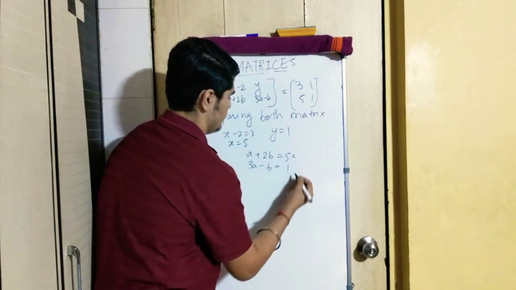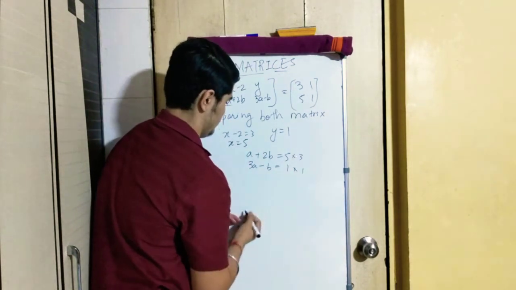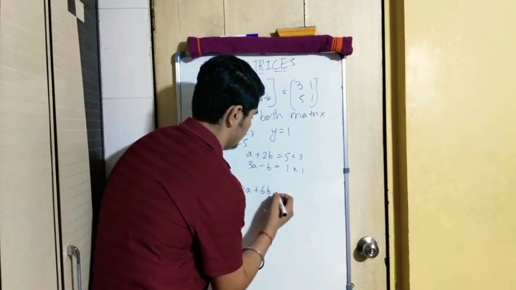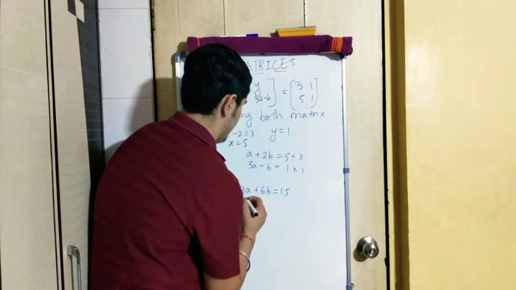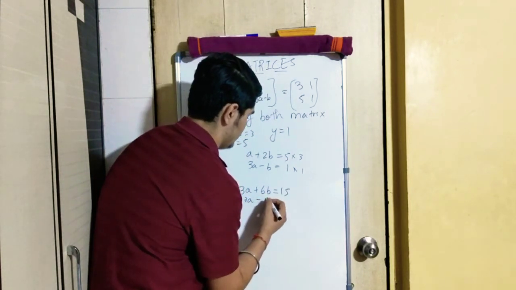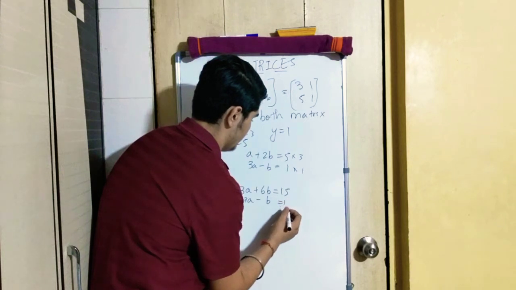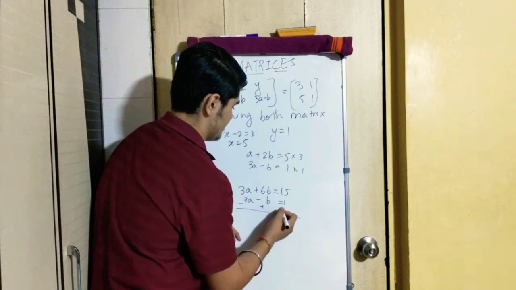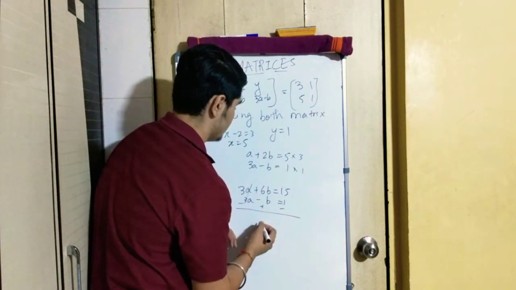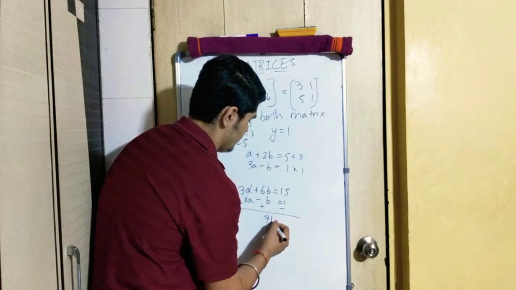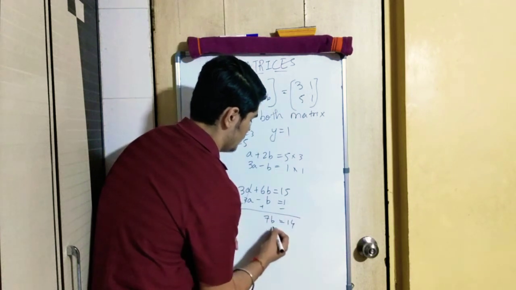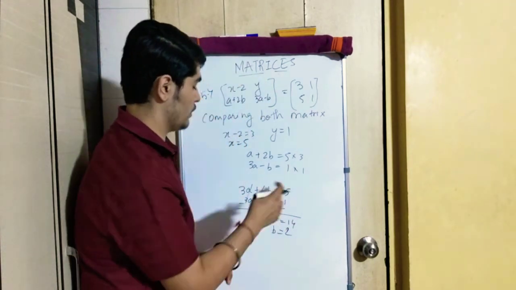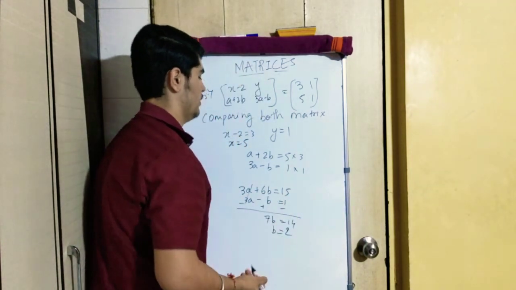So we multiply this by 3, this by 1. We get 3a plus 6b is equal to 15 and 3a minus b is equal to 1. By subtracting the two equations, we get 7b is equal to 14, b is equal to 2, because 14 upon 7, 7 ones are 7, 7 twos are 14.